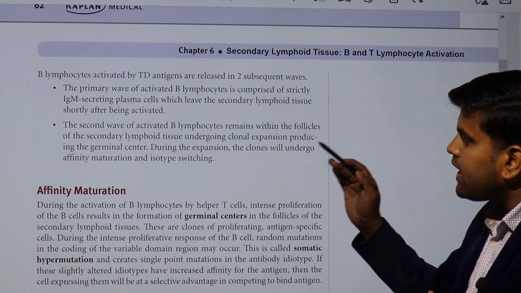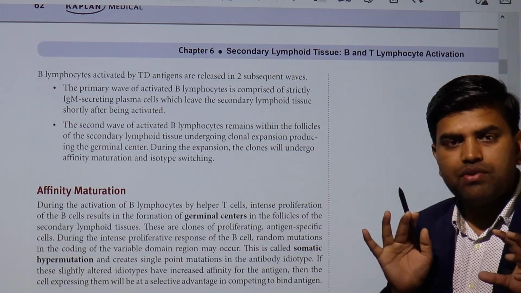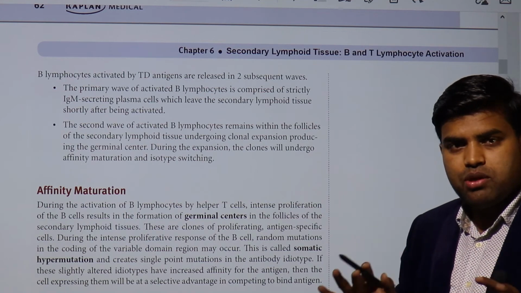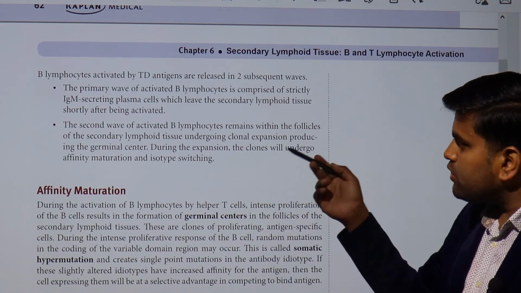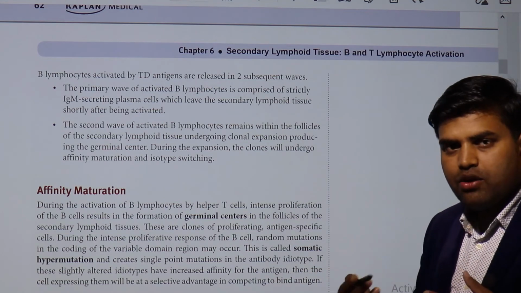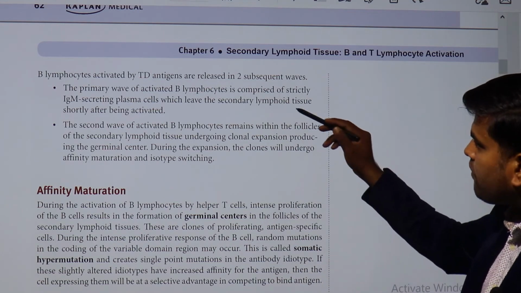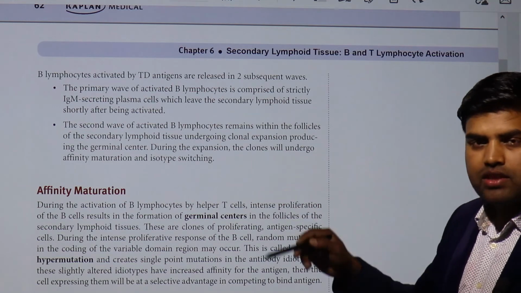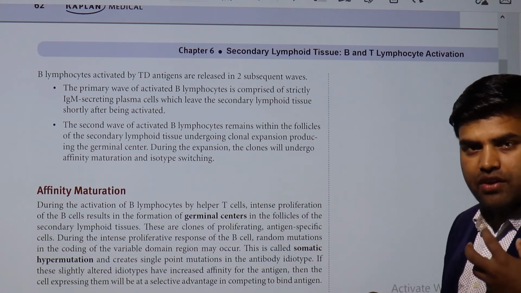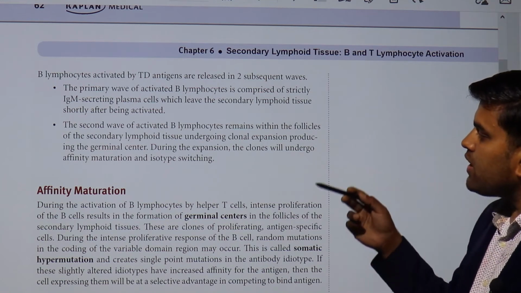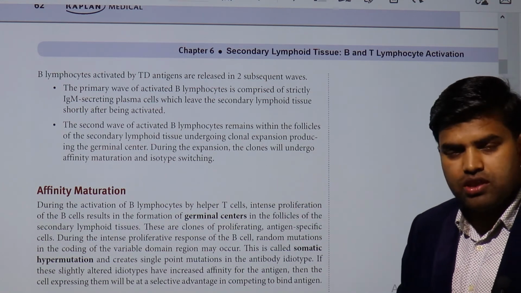So what happened? That second phase of activated B lymphocytes are multiplying inside this germinal center, inside the lymph node, you can say. And what will happen after this is over? They will release the secondary activated B lymphocytes, or plasma cells, after affinity maturation and isotype switching.